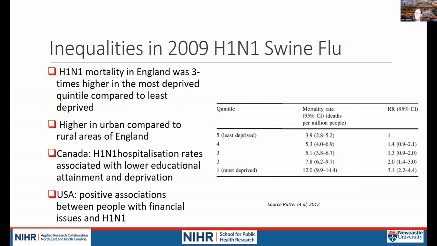can also draw on more recent pandemic experiences, and here we can look back to data from just 2009, looking at H1N1 with the swine flu epidemic. We can see from data from Harry Rutter and colleagues that H1N1 mortality was around 3 times higher in the most deprived quintiles of neighbourhoods compared to the least deprived, again echoing 1918, and higher in more urban compared to rural areas. And again there's international data reinforcing this, such as from Canada and the USA, showing associations between hospitalisation rates and educational attainment and deprivation in relationship to H1N1.